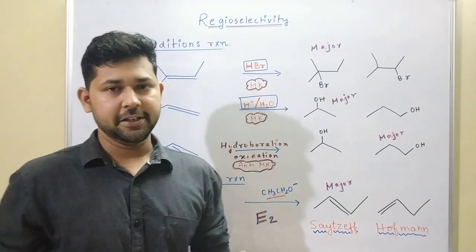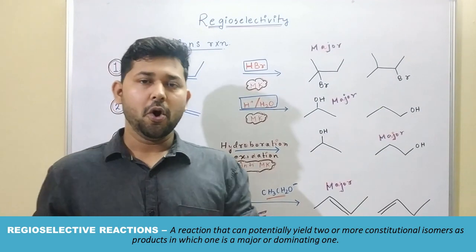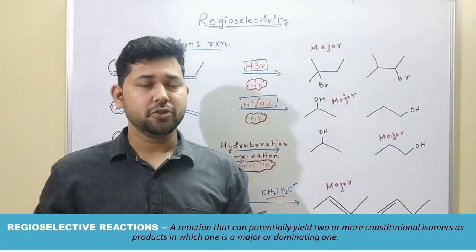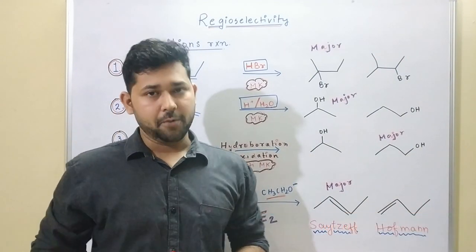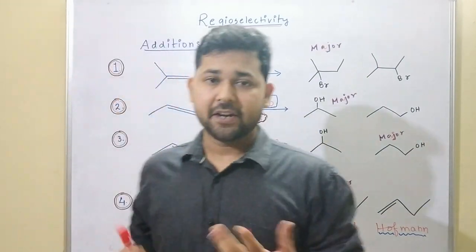First, regioselectivity. What is regioselectivity? A reaction in which you get two or more products, and all those products are constitutional isomers, and among them one is the major or the dominating product. Let's talk about some examples to have a better understanding.